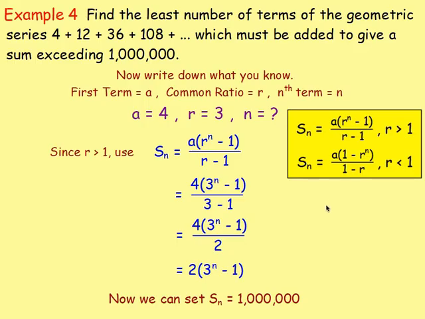Well done. There are some of the harder questions with this as well, so find the least number of terms of the geometric series, 4 plus 12 plus 36 plus 108, that must add to give a sum exceeding 1 million.